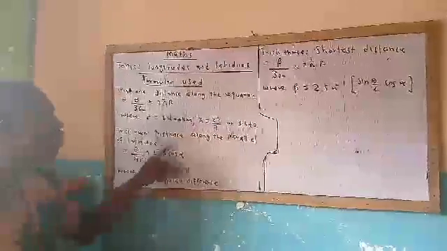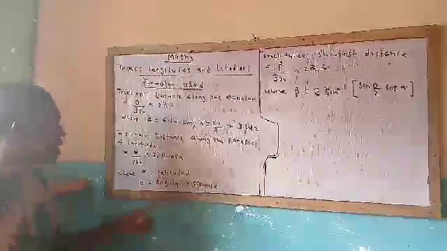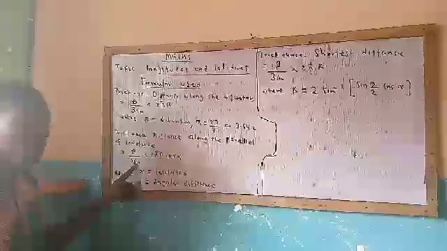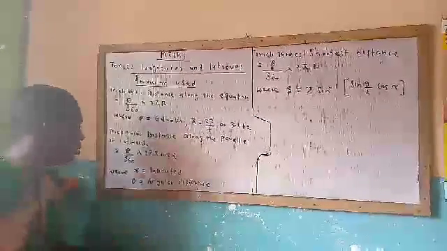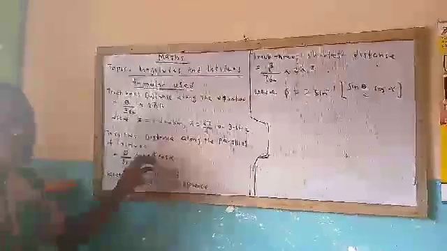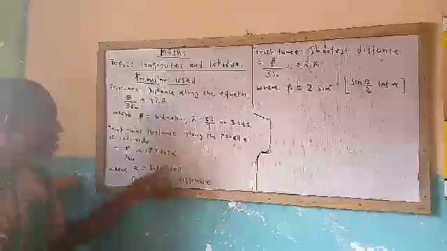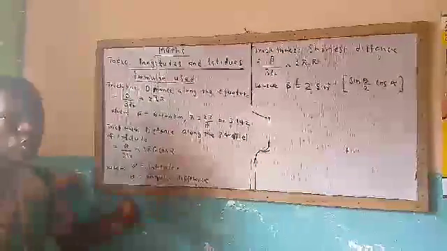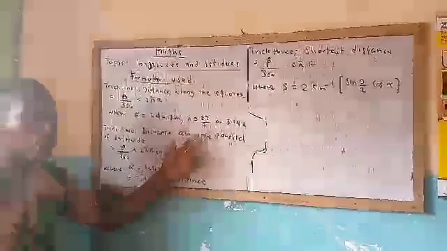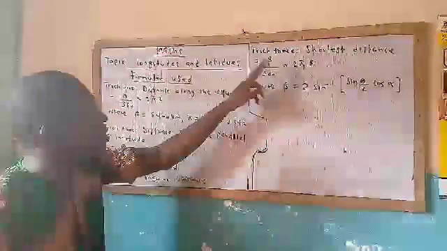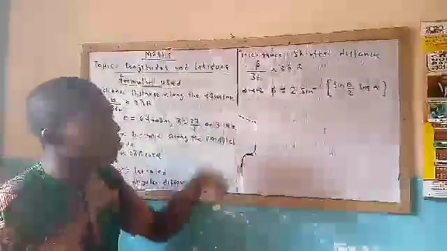Now, trick 2, when you are asked to calculate the distance along the parallel of latitude. In this case here, we're going to make use of theta over 360 times 2 pi r cos alpha. Now, let me explain this one very well. The alpha here represents the latitude, while the theta represents the angular difference. Of course, our r still represents the radius of the earth, 6,400, and our pi can either be 22 over 7 or 3.142.